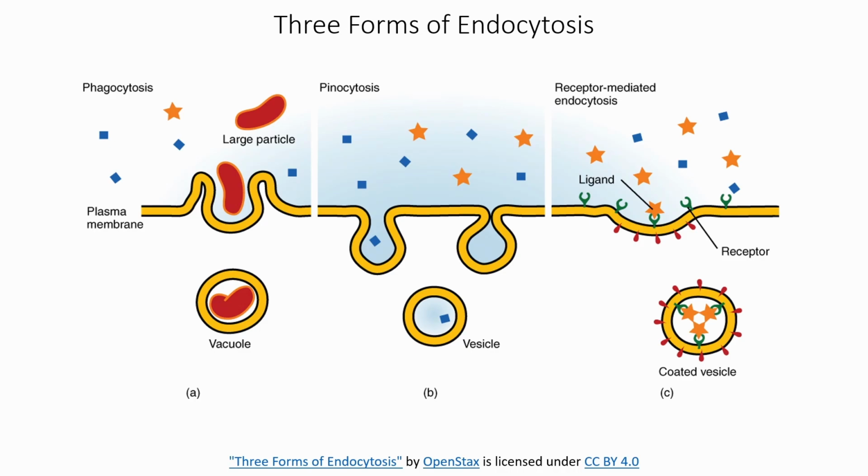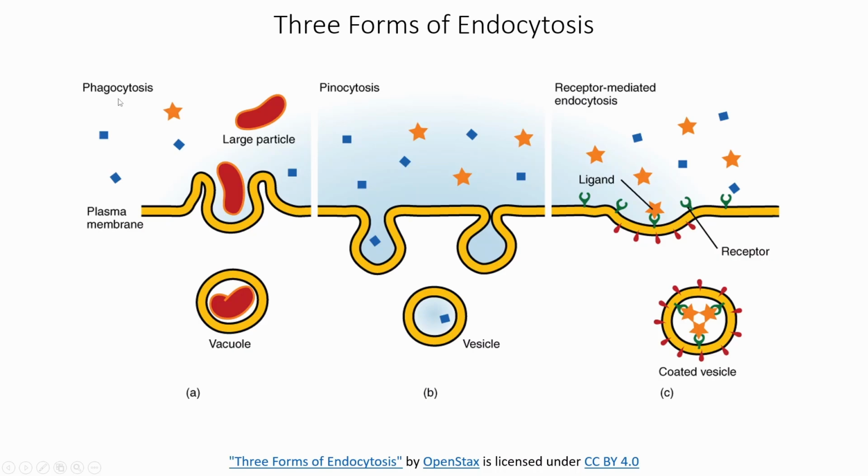Endocytosis, this is where we're bringing something in. So endo, we think in. This is so that we can bring in maybe like a large particle, bring in fluid with solutes dissolved in it, or to bring in very specific things using receptors. And so there's three different forms of endocytosis.